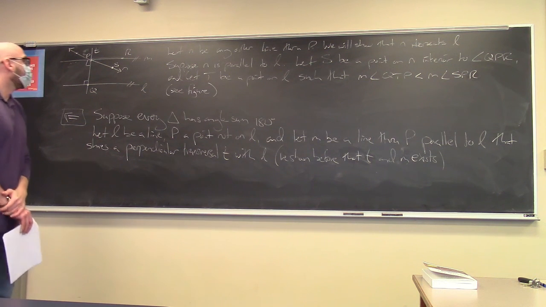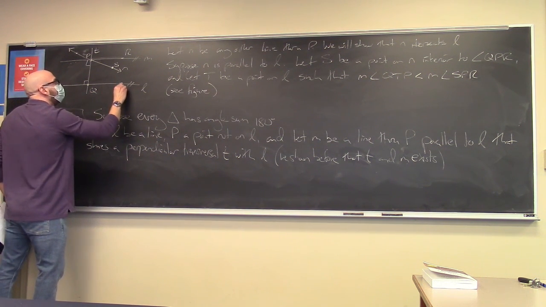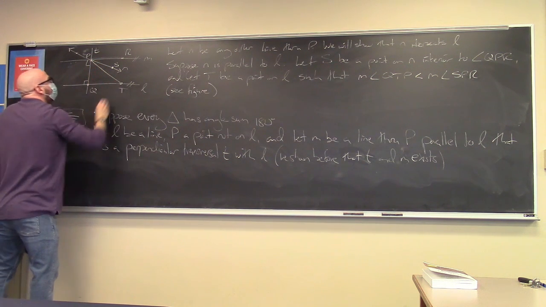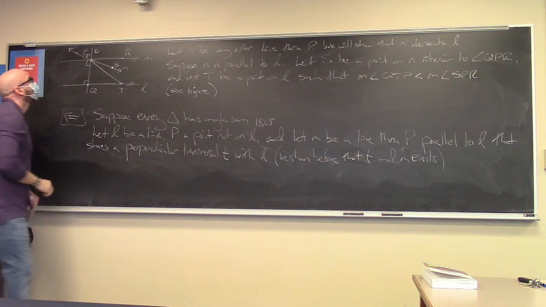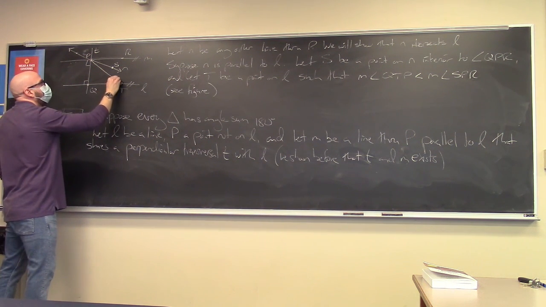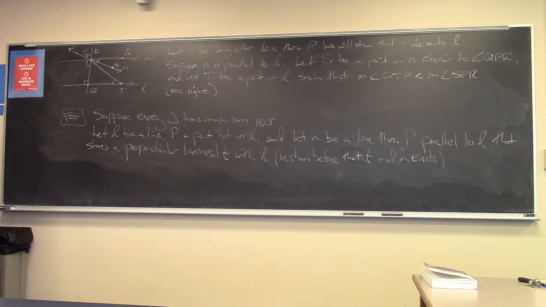And what I'm doing is I'm saying, okay, let T be a point on L so that this angle is less than this angle. How do I know I can do that?